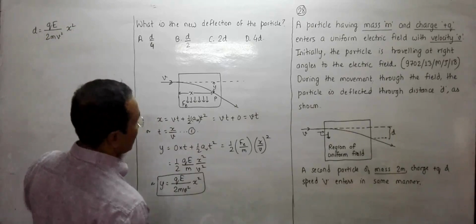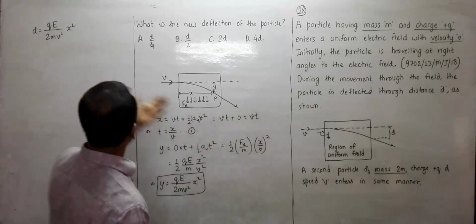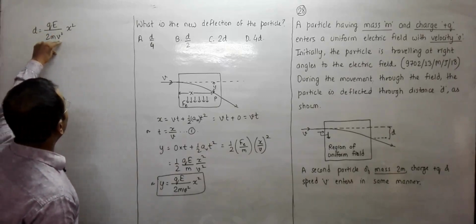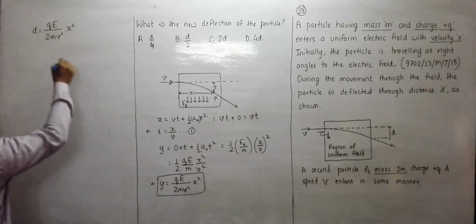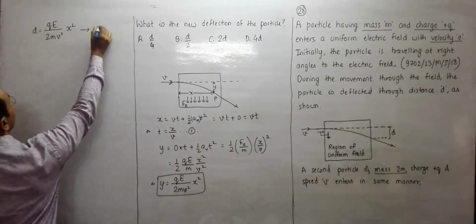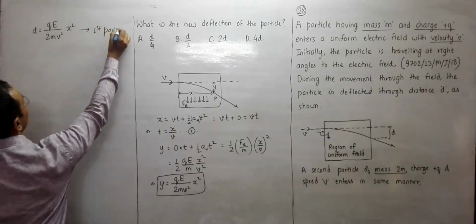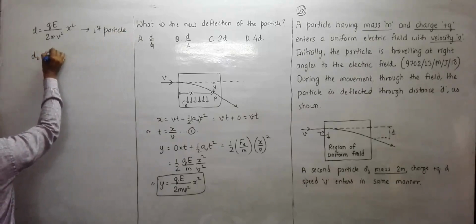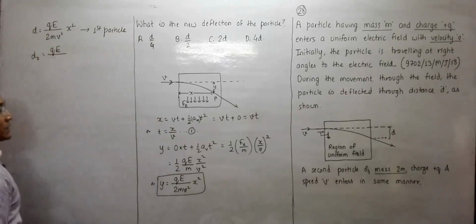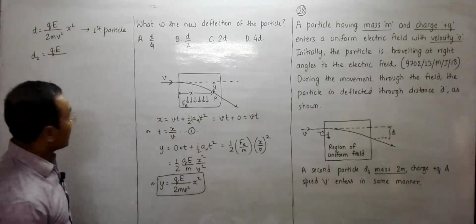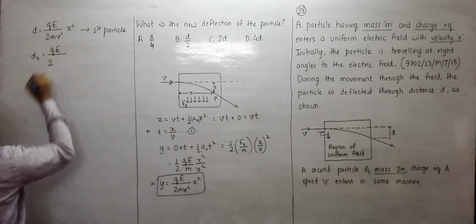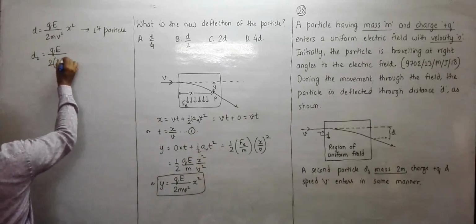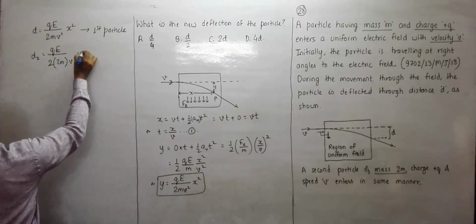So the deflection for the initial particle is exactly this, because the mass is given as m, the charge is plus q, and the velocity is v. This is for the first particle. For the second particle, the deflection d2 is equal to qE. It's okay because the field is the same and the charge is the same. Now the mass is double, so the mass is twice m. So it is 2 into 2m v square and x square.